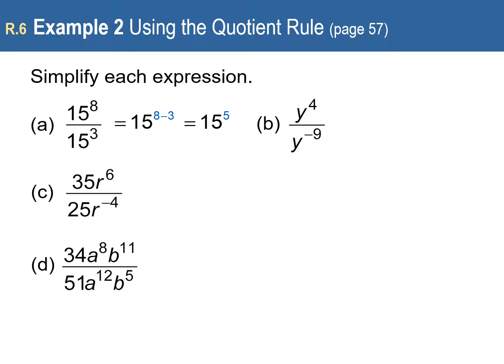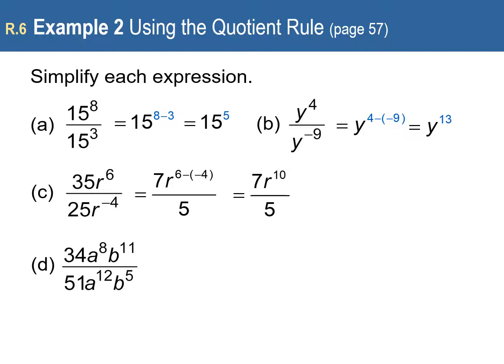Y to the 4th divided by y to the negative 9 is y to the 4 minus 9, which is y to the 13th. 35 r to the 6th divided by 25 r to the negative 4th is, we can go on and simplify out 5, and that becomes r to the 6 minus negative 4, so it's 7/5 r to the 10th.